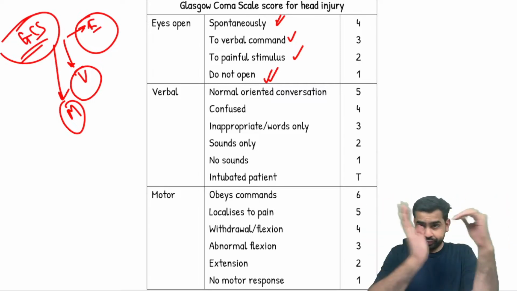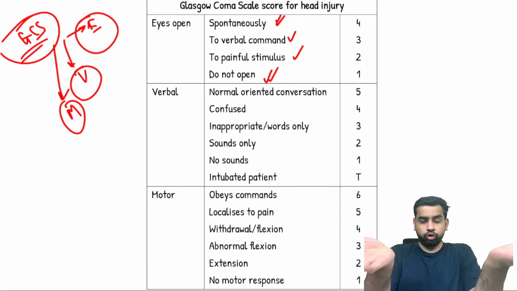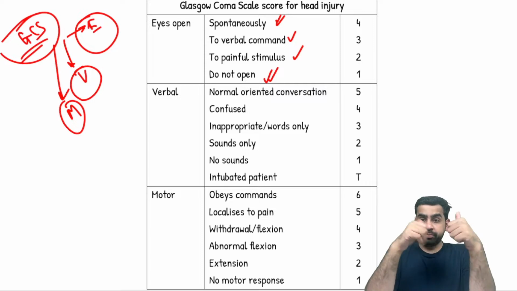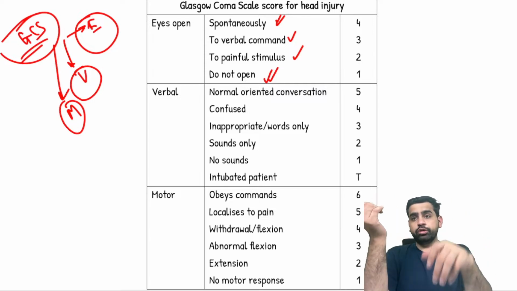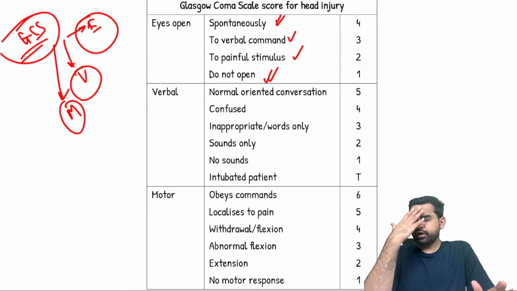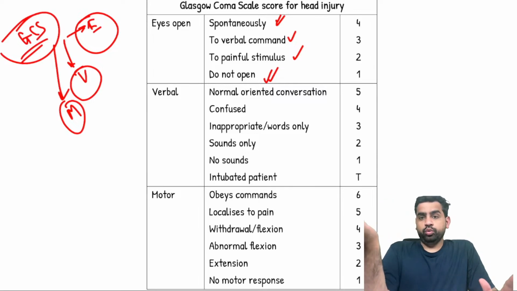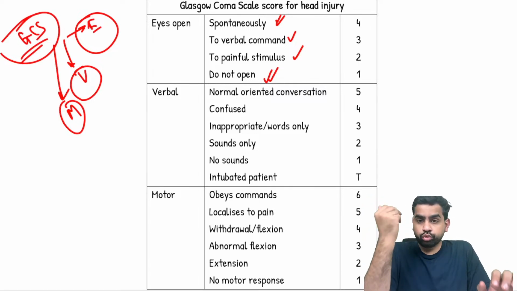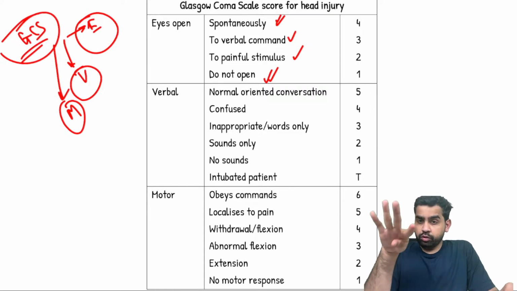Okay, understood? Now coming to the verbal response. If you talk to the patient and the patient is well oriented to time, place, and person, that's great. Verbal response of 5. If you talk to the patient and the patient is confused, you ask, where are you? Oh, maybe I'm in the hospital, maybe I'm at home. If the patient is confused, then that is a verbal response of 4.